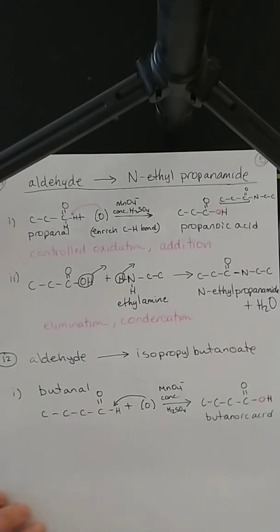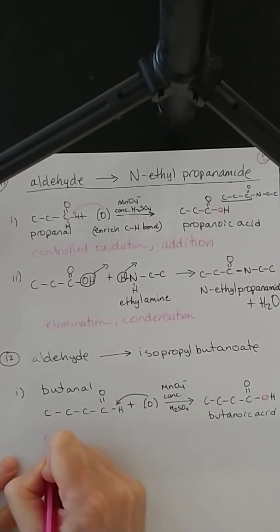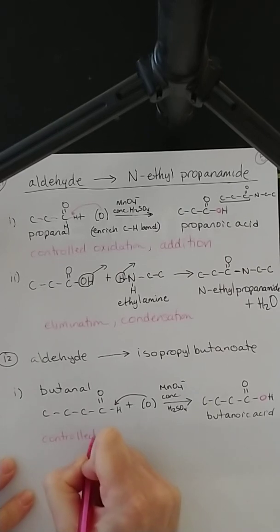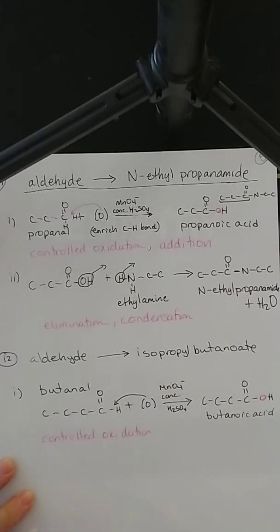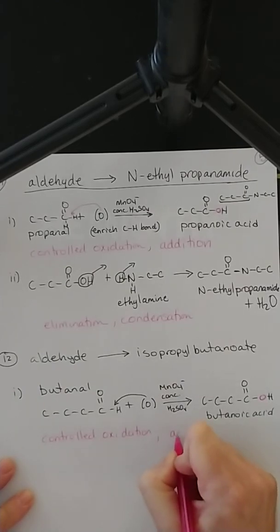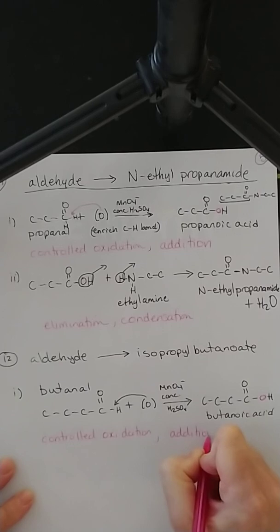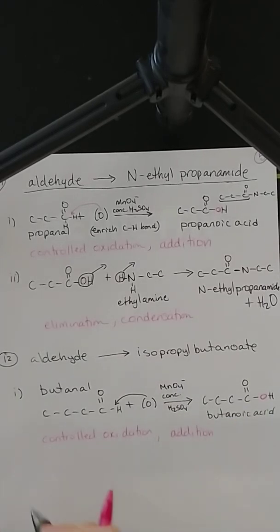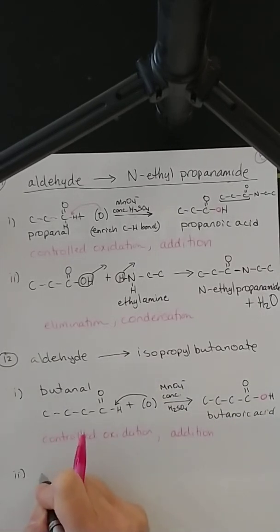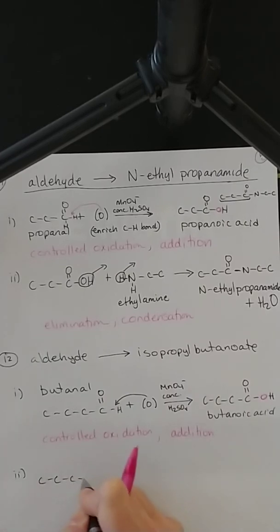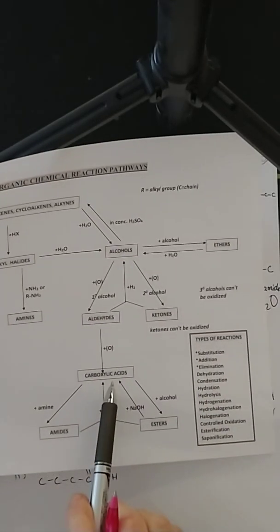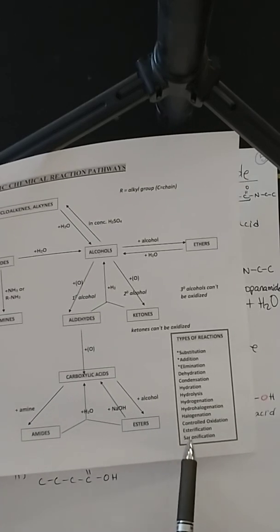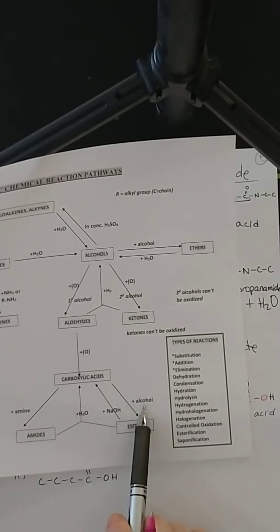All right, so in terms of types of reactions, we definitely have a controlled oxidation because we added some O slowly, and we also have an addition because we put in an oxygen atom that was not there before. So the second step now is we're going to take that butanoic acid, and now when you go to your pathway chart, what we need to do to make an ester, which is going to be an esterification, is to add an alcohol.